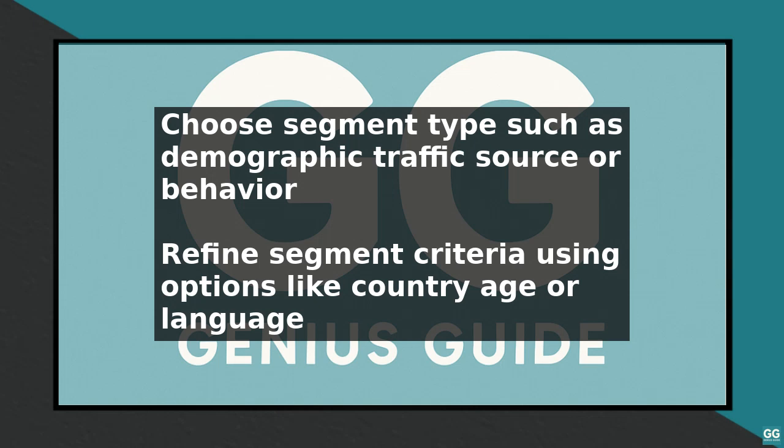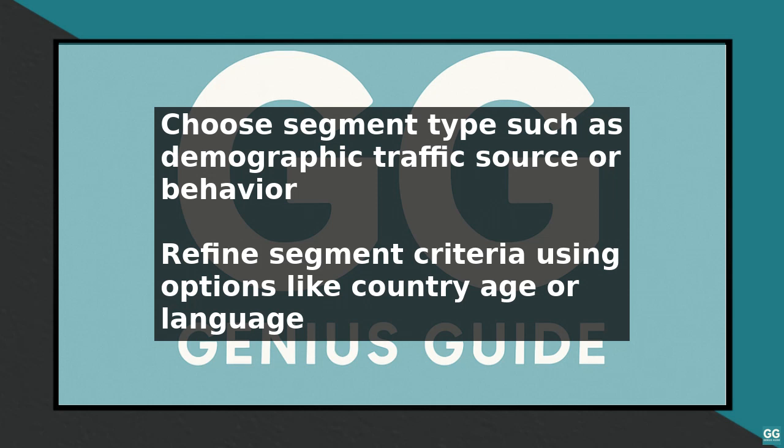You can then compare the behavior of the users in the segment to the behavior of all users on your website. To track the performance of your segments over time, use the date range selector at the top of the page to choose the time period you want to analyze. You can also use the comparison feature to compare the performance of different segments.